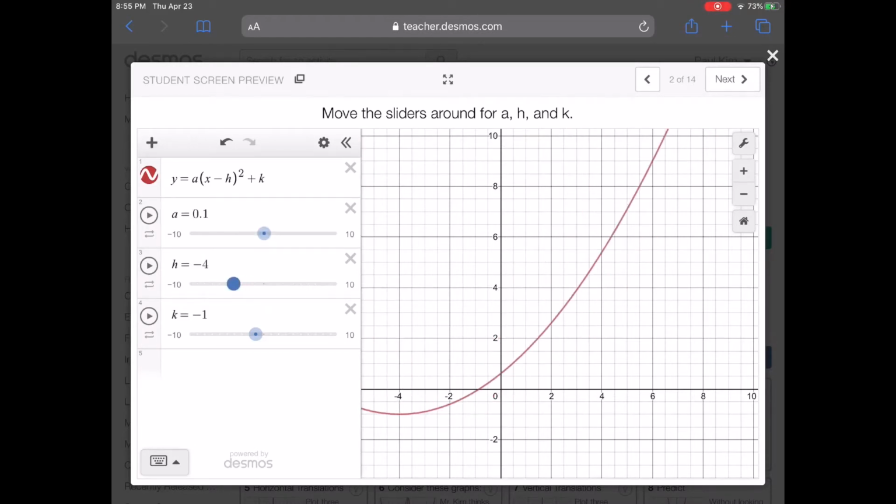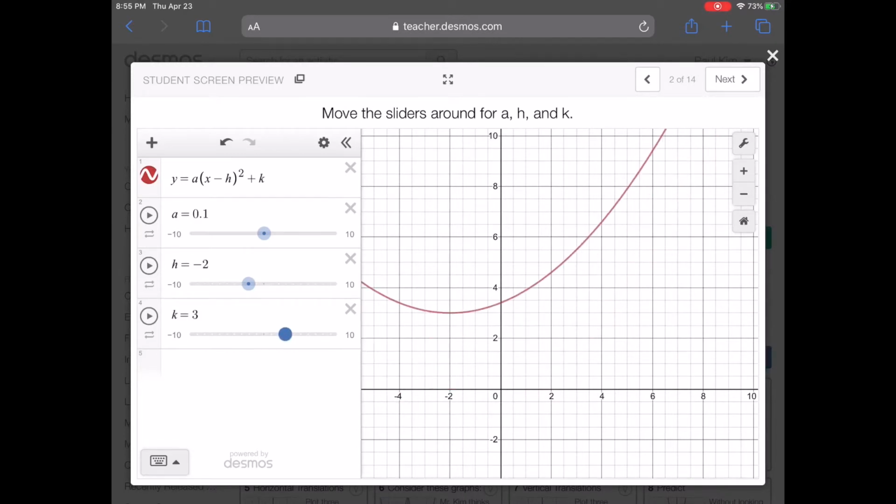The h value, hopefully you notice that when you move the h value, that's what affects the graph horizontally, right? If h is 3, for example, my graph is shifted to the right 3 units. If I move h to -2, you notice my vertex is situated at x equals -2.